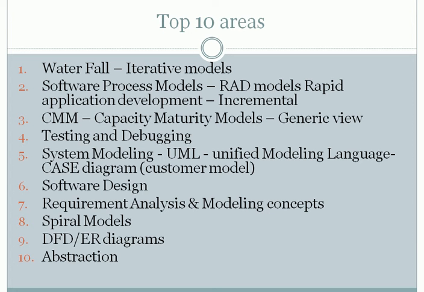In the unified modeling, the input, output, process, all of these things should be carefully looked at, and you should be careful about that. So that's another way to look at things. Then you have software design, requirement analysis, and modeling. In this way, you need to make sure that the requirement analysis is right. You understand what is needed. Then we have spiral model. It's a kind of an iterative model. Then you have DFD and ER model, the data flow and entity-relationship diagram, and then you have abstraction. So these are the topics.